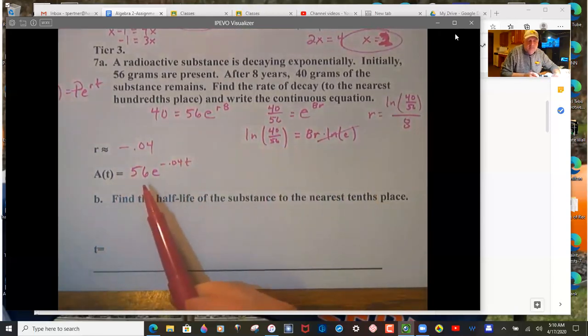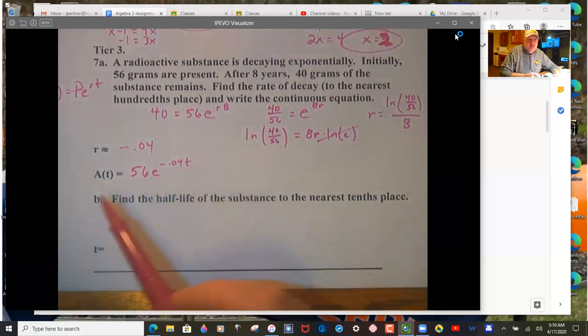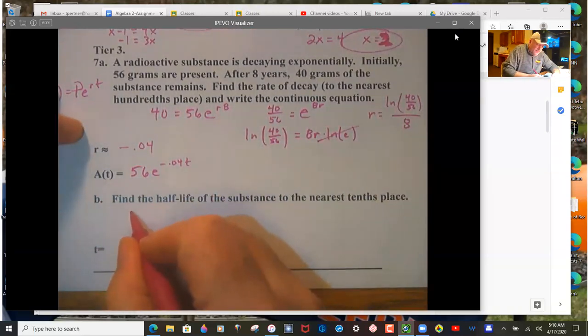Your initial quantity P and R are constants. They remain the same throughout the whole problem. And so whatever questions are asked from here, those values never change. It's your T value that changes and your A of T that changes. Okay, so find the half-life. So that's when half is left.